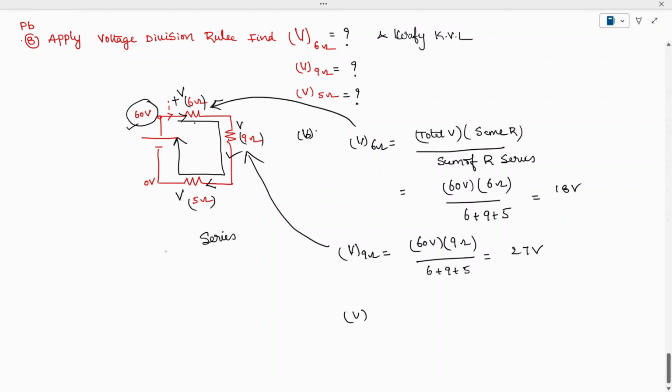Similarly, the voltage across the 5 ohm resistor. What is the formula? Total voltage. What is the total voltage? 60 volts into where we require the resistance, 5, divided by the sum of resistors, 6 plus 9 plus 5, that is equal to, we are going to get it as 15 volts. Now 18 plus 27 plus 15. So you will see how I am going to apply the KVL.